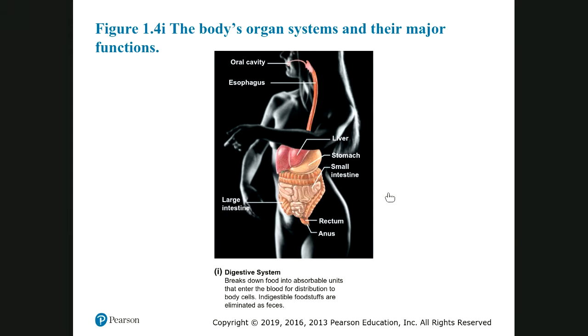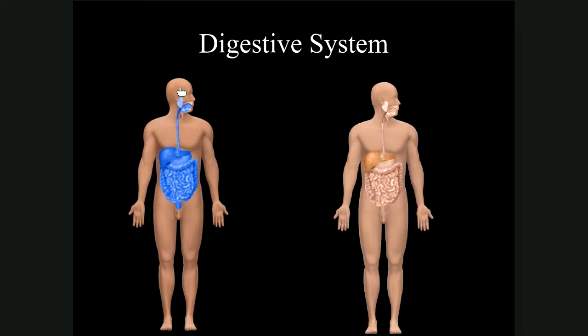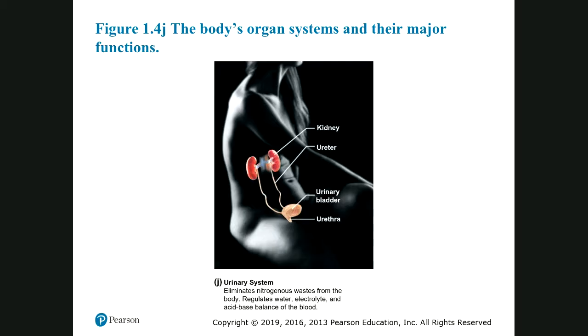It breaks down food into absorbable units that enter the blood for distribution to our body cells. And whatever is not digested and absorbed, we are going to eliminate as a species. So this is your digestive system, highlighted in blue. So you can see that oral cavity region. Here's your esophagus, and then your abdominal cavity structures. So your liver, your stomach, your pancreas, your gallbladder, your small intestines, your large intestine, and the rectum and the anus. Everything highlighted in blue.